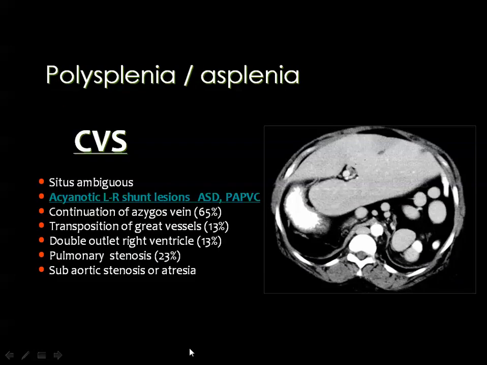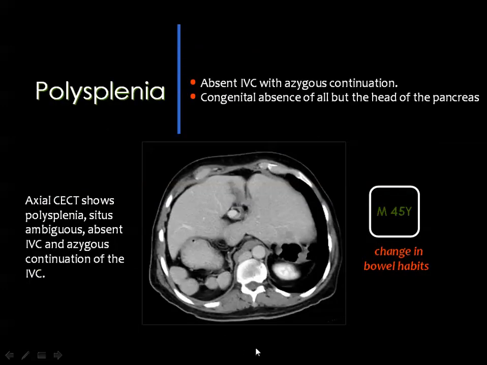And these are the cardiovascular associations, including situs ambiguous, where the liver is in the middle of the abdomen, not to the right, not to the left. Acyanotic left to right shunt lesions like ASD and partial anomalous pulmonary venous drainage. Then this is one of the important findings, continuation of the azygous vein instead of the IVC, transposition of the great vessels, double outlet right ventricle, pulmonary stenosis, and subaortic stenosis.